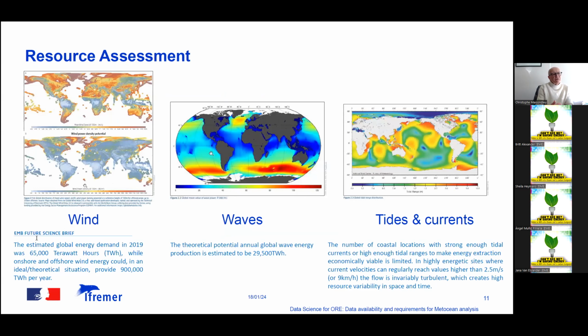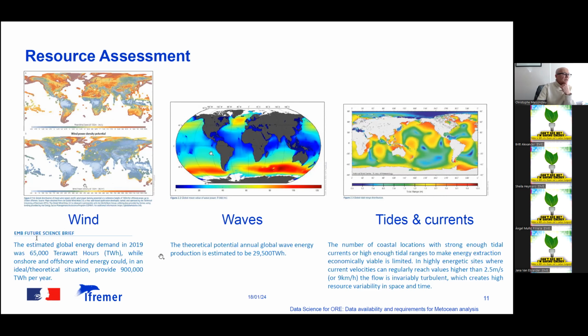From these different sets of data, we are able to provide a mapping of the energy associated with these three sources: wind, waves, and tidal currents. This mapping has been carried out for decades already. It's information that has been available, and it's regularly updated when the data sets are improved or updated.